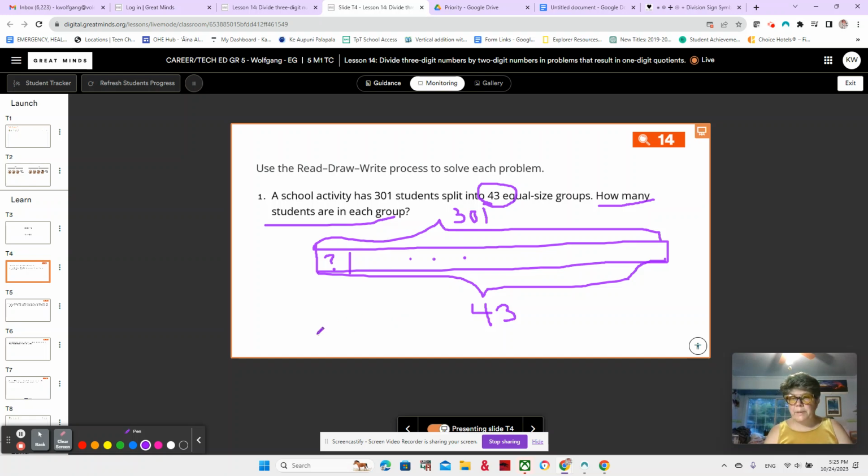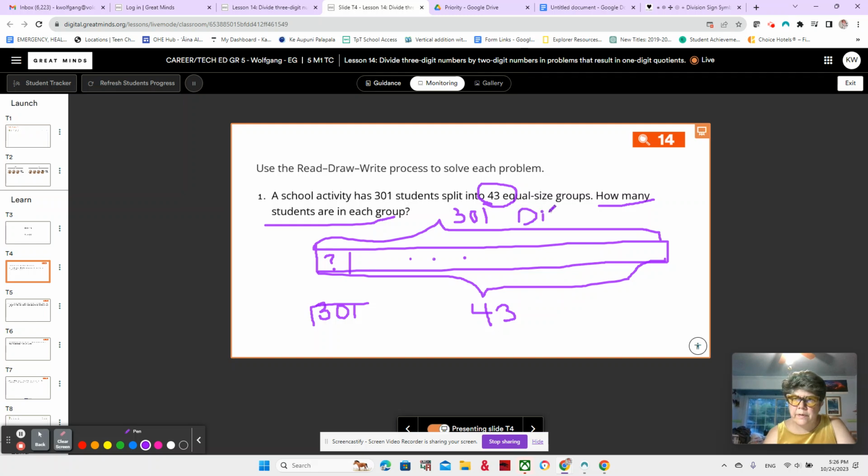Make sure you're getting that copy down. If I'm going too fast, pause me, right? You can do that. All right, so now we know we've been talking a lot about this 301, and that's the number that's being divided. So 301 is our dividend, right?